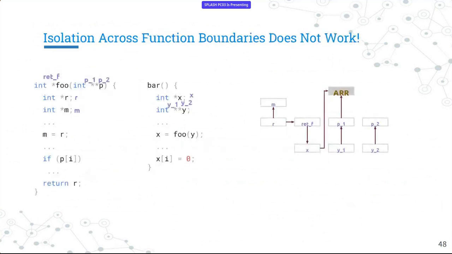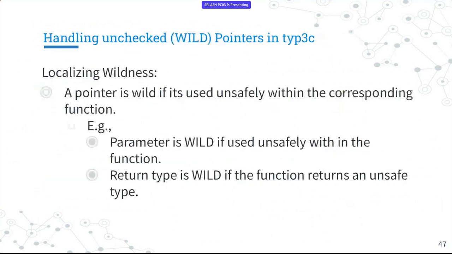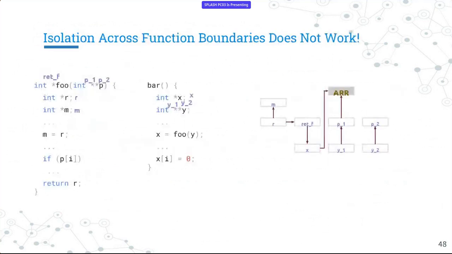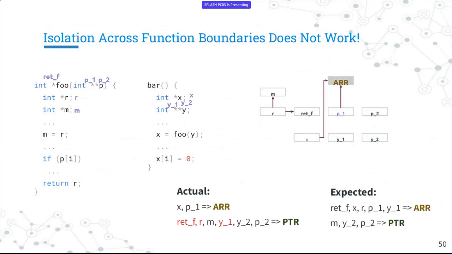So based on this argument, we want to isolate inference across function boundaries. So the obvious solution is to just remove the edges across function boundaries, right? Let's remove the edges. We run the type inference. But if you run the regular type inference, the result that you get is not what we expect, because you lose the constraints across function boundaries. Okay? This doesn't work.